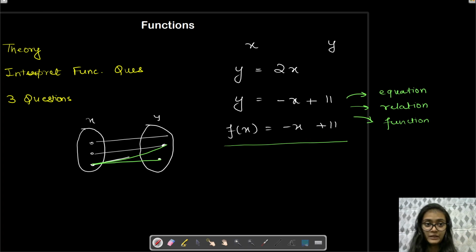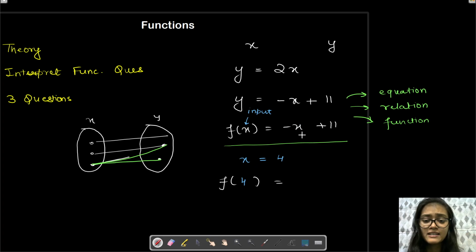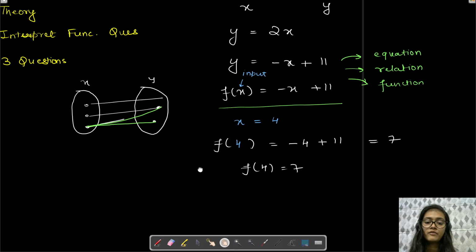So what does this mean? This x is called my input. Think of the function as a machine. You put some input inside the machine and you get some output. For example, let's input x equals 4. f of 4 equals, so wherever you see x on the right hand side, just replace that x by 4. So you get negative 4 plus 11, which is 7. So f of 4 is equal to 7. Or we can say that when x is equal to 4, my y value is equal to 7.